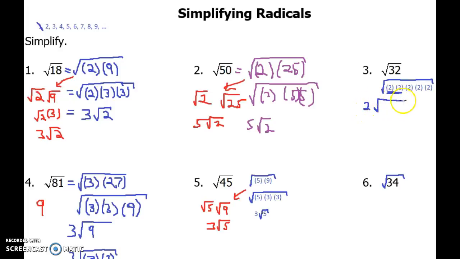Let's see what we have left in here. This couple can pair off and go out. So that's this one. And then what's left? You just have this one lonely 2 that did not find a partner, so that 2 stays here. 2 times 2 is 4, so you have 4 square roots of 2 as your answer.